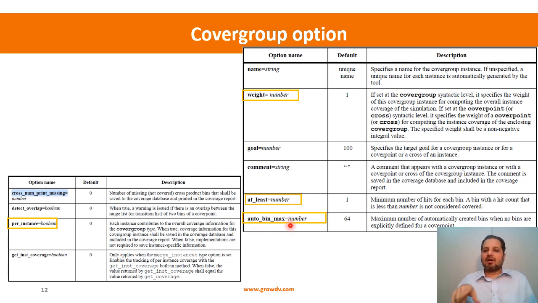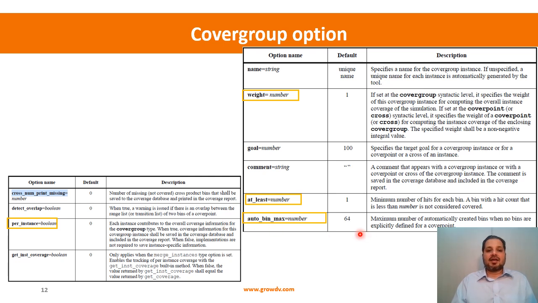Auto_bin_max we have already been seeing. So this is only applicable for cover point, not for the cross. So when you don't define any user defined bins, SystemVerilog will create these bins for you. The default value is 64. So whatever is the variable value, it will take it and divide it into 64 equal ranges, and if there are additional values left out, they will be included in the last range bin that it creates. Okay, so that is the auto_bin_max.